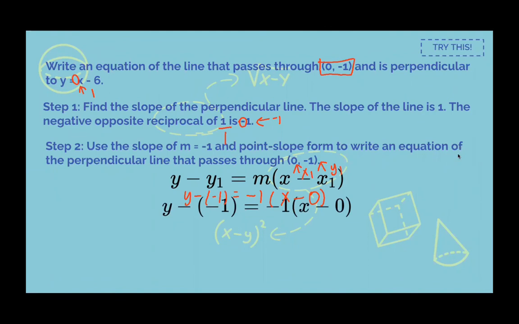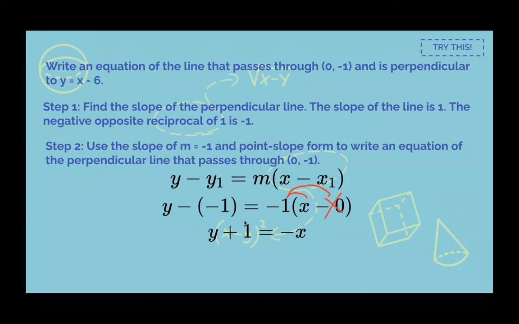And now you can go ahead and simplify y minus -1 to y plus 1, and then distribute -1 to x minus 0. 0 can cancel out since it doesn't have any value. And then -1 distributed to x would just be -x. And now you can isolate y by subtracting 1 from both sides. And your final equation is going to be y equals -x minus 1.